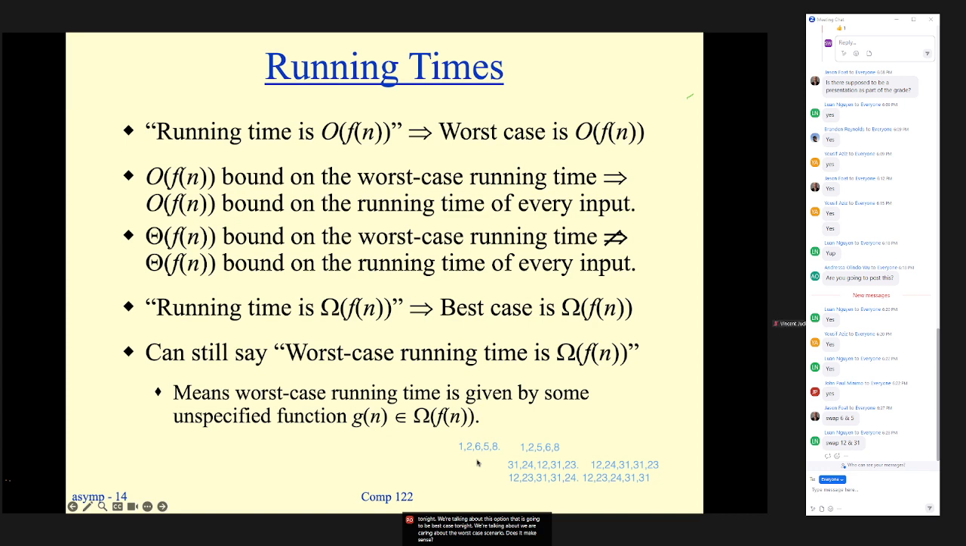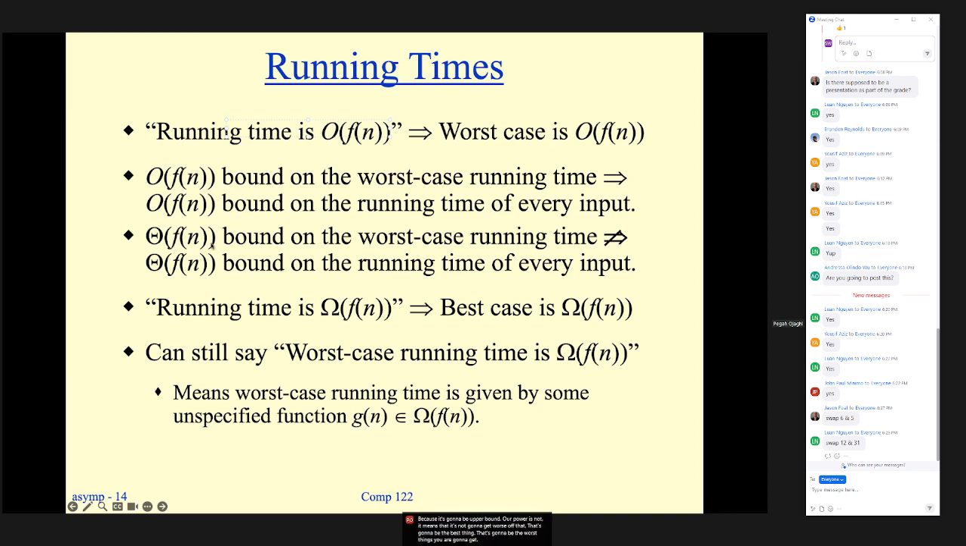Yeah, makes sense. Okay. So when I'm talking about the worst case scenario in an algorithm, the runtime is going to be big O of f of n. Why? Because it's going to be an upper bound. Upper bound means that it's not going to get worse than that. That's going to be the worst thing you are going to get.